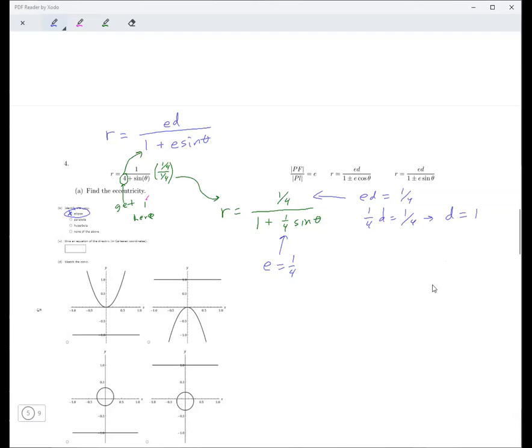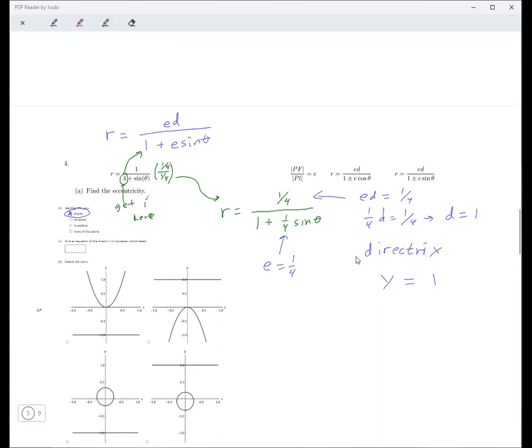So that means D is 1. So the directrix is going to be y equals 1, because it's plus and it's sine. Sine means y equals the directrix, and plus means positive d. Minus here would be minus d. So y equals 1, so your directrix is going to be up here.